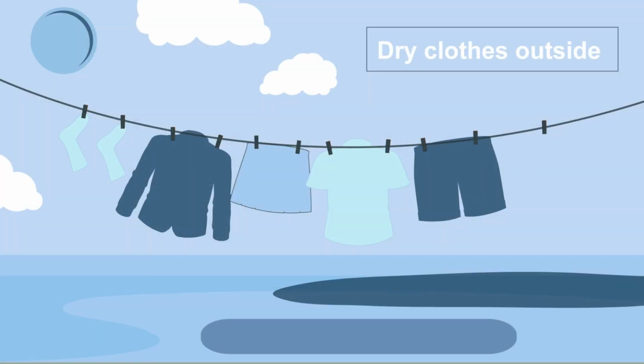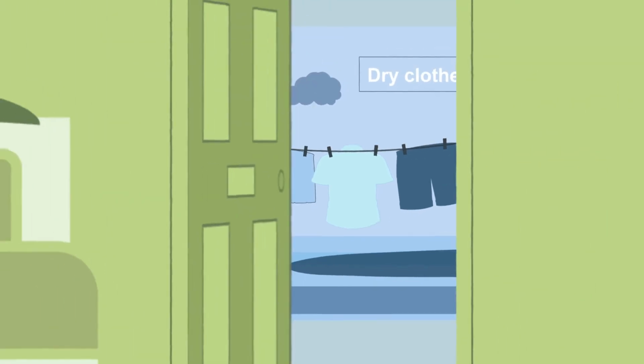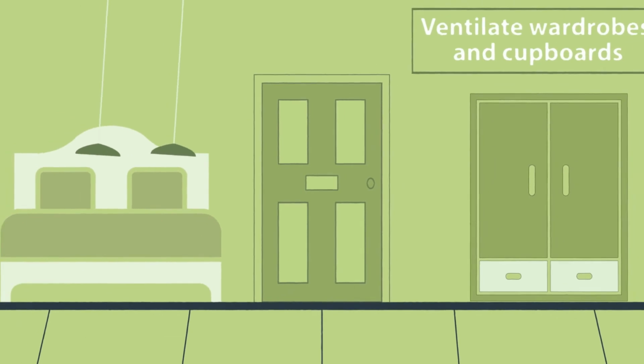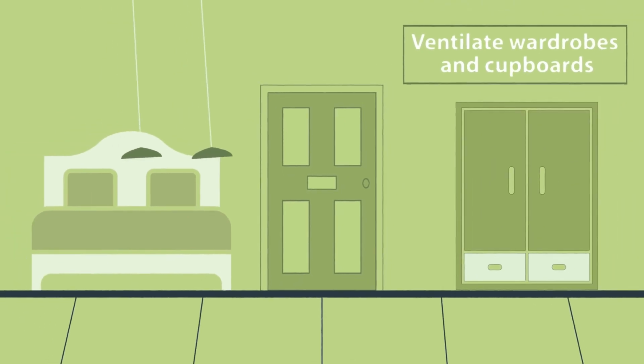5. Dry clothes outside where possible. During the winter months, make sure you dry them in a closed and well-ventilated room or vented, condensing tumble dryer. 6. Ventilate built-in wardrobes and cupboards and make sure they're not overfilled.